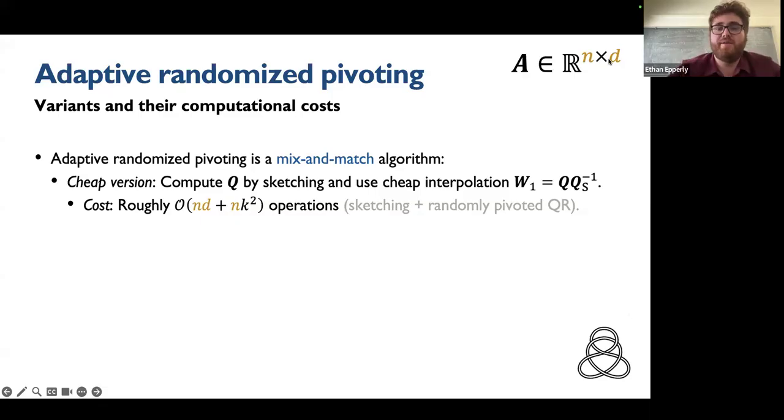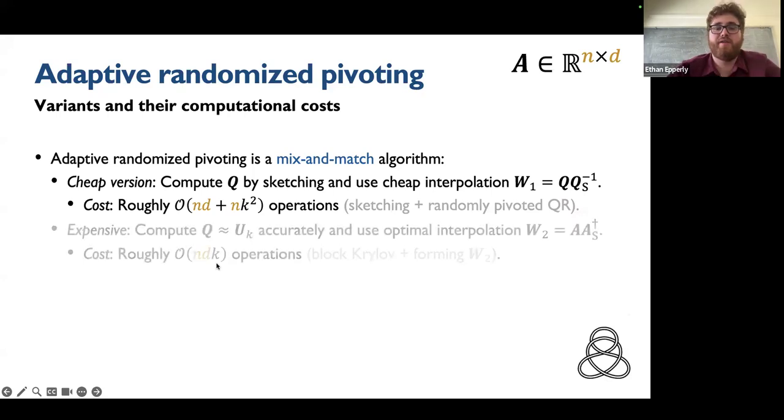So if we want any algorithm that looks at the entire matrix A, we have to pay a cost of order ND operations. And then all the rest of the operations are just order NK squared, which is a small post-processing cost. But this is very fast. We love this cheap algorithm.